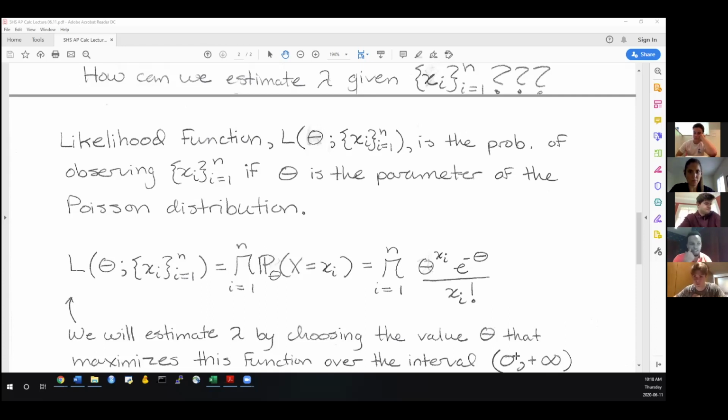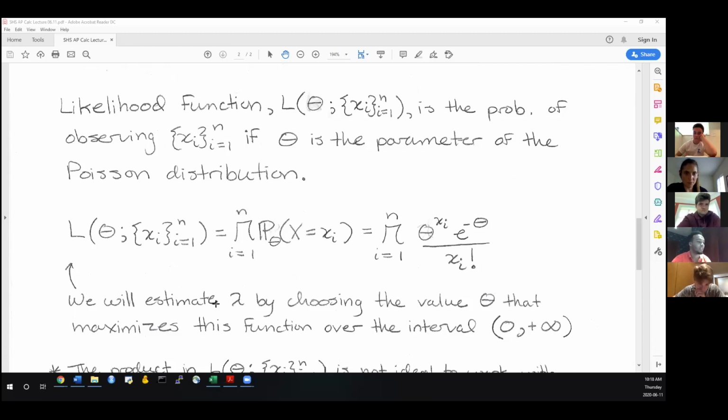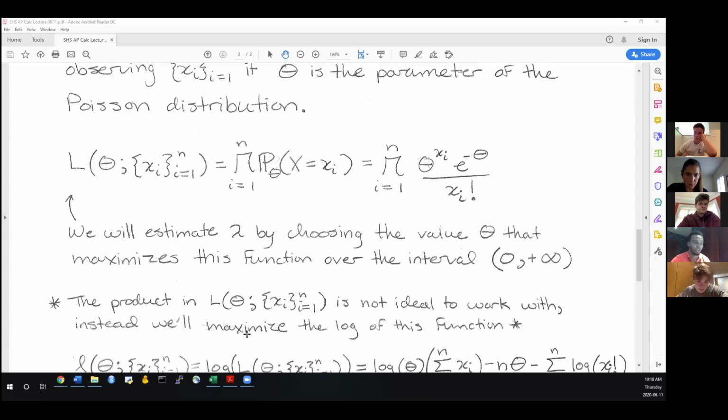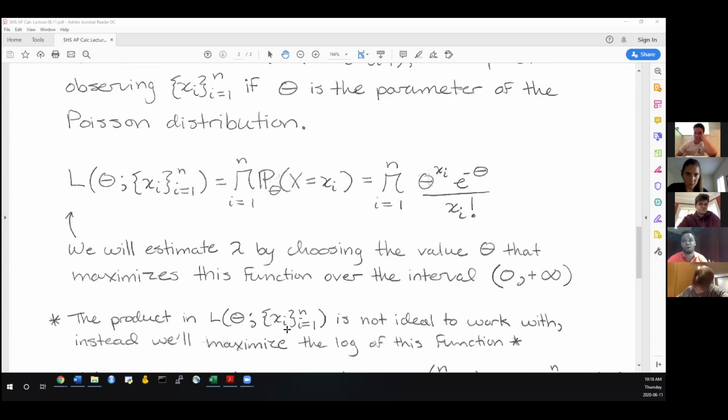But first, you'd want to take the derivative of this function with respect to theta, but notice that we have this product over n terms here, which is really nasty to work with. You don't want to have to do product rule n times. That sounds very labor intensive. So what we can actually do is take a modified version of this function. Instead of maximizing this function directly, we can maximize the log of the function. And when I say log, I mean the natural log.